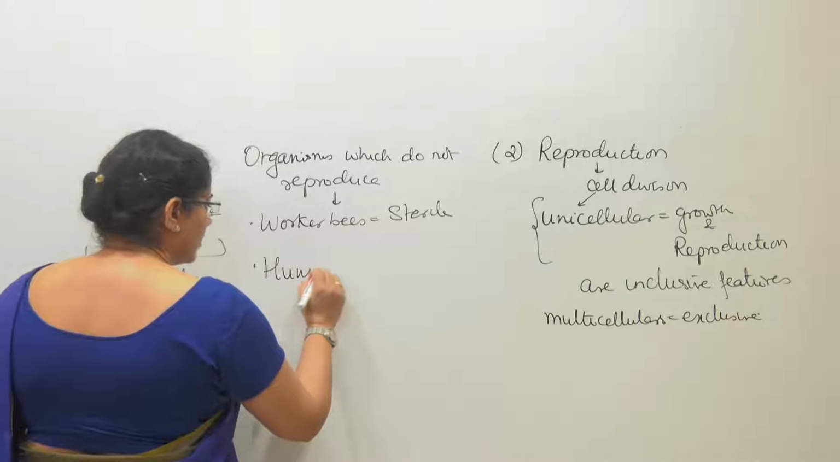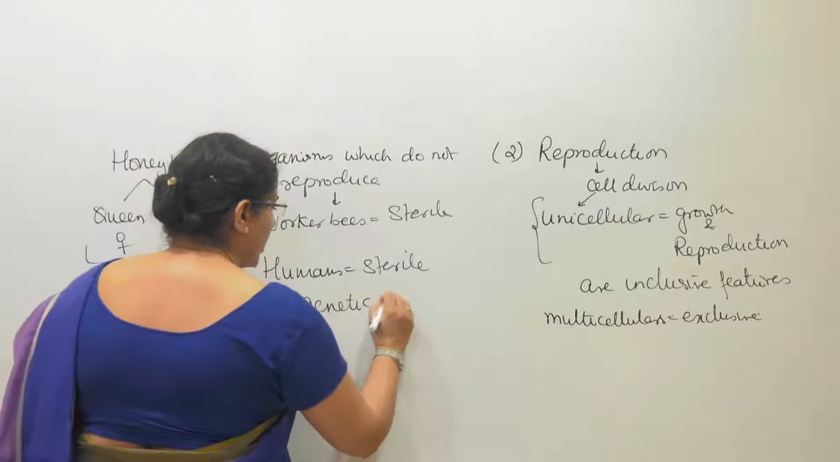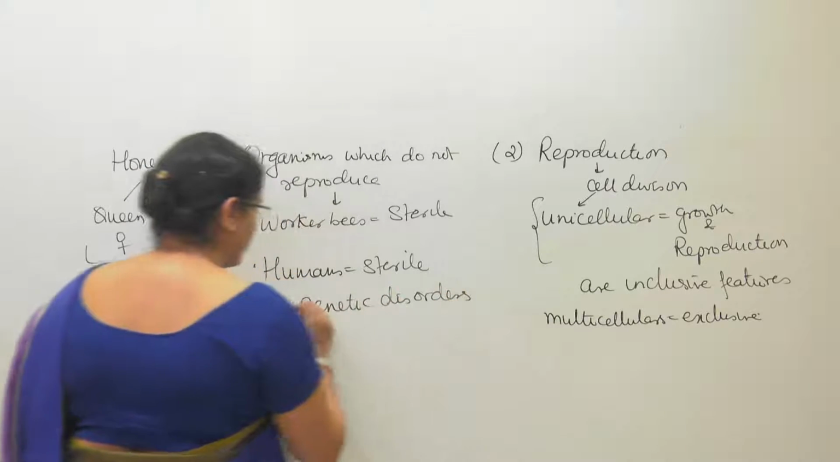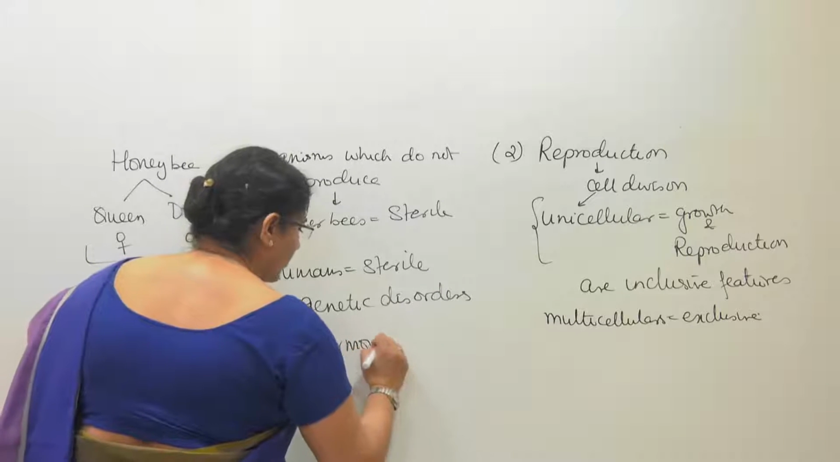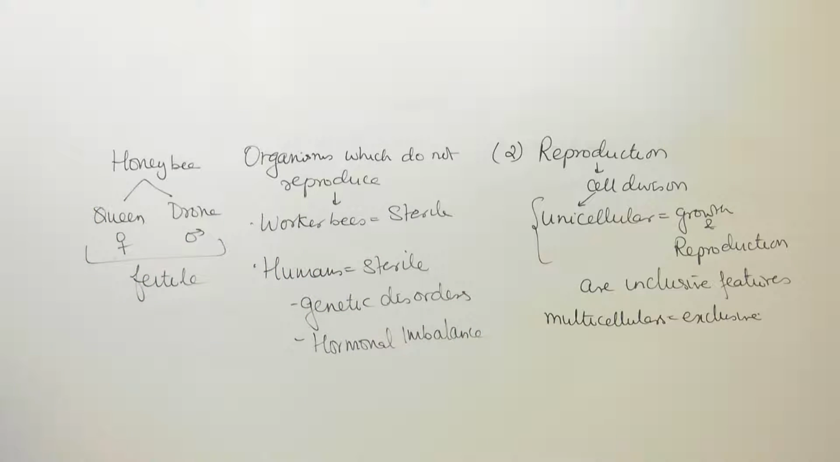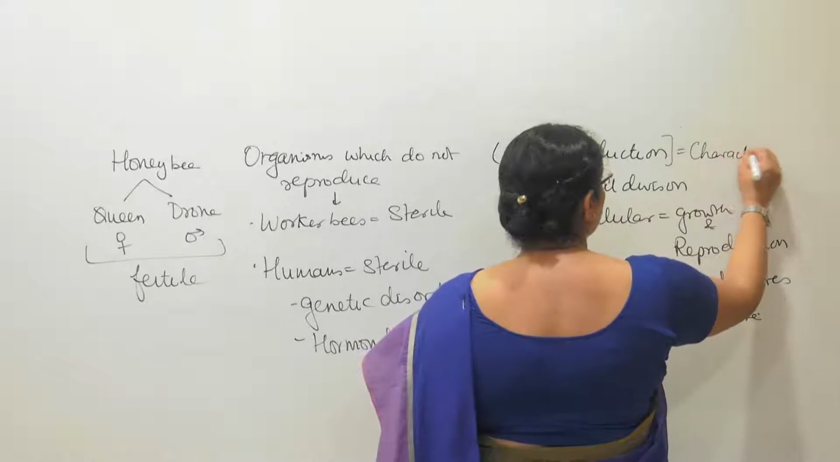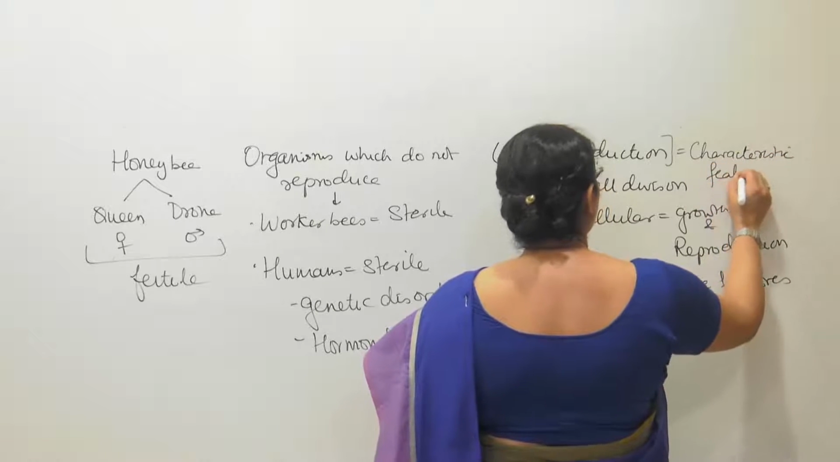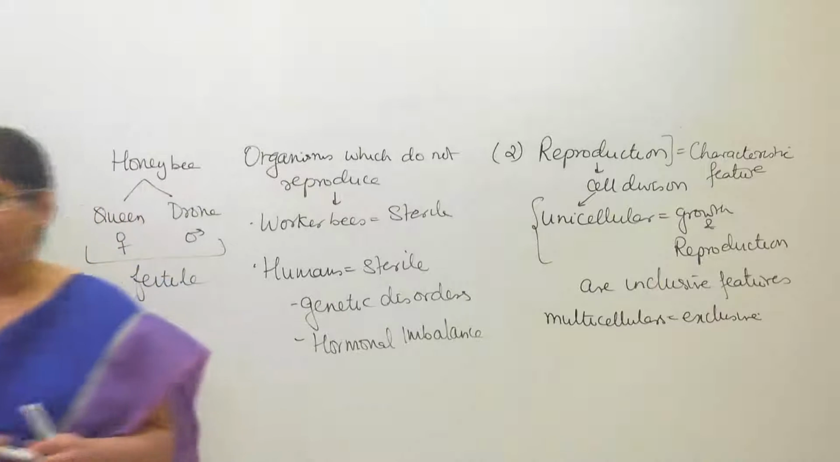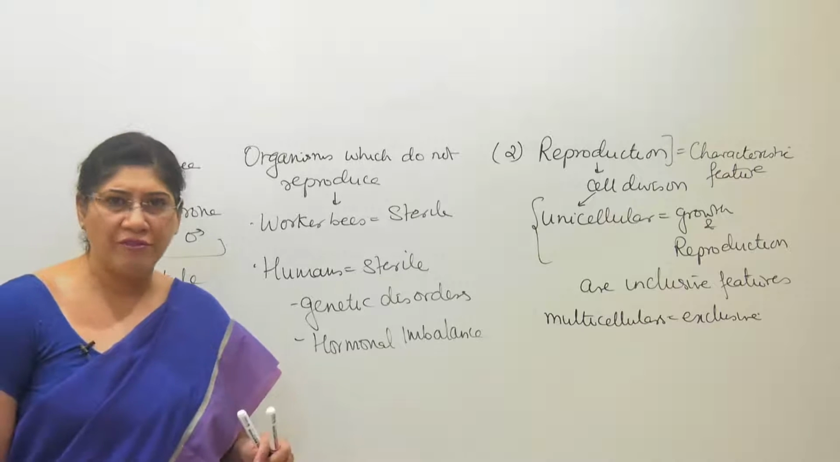Then there are humans which may be sterile due to genetic disorders or due to hormonal imbalance, which again means that reproduction may not be present in all organisms. So reproduction therefore again becomes a characteristic feature rather than a defining feature. It just remains as a characteristic feature, but not a defining feature.